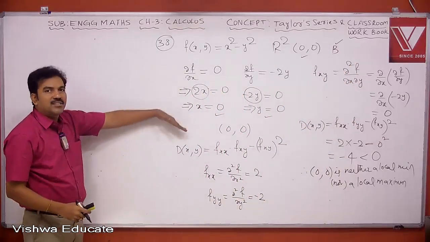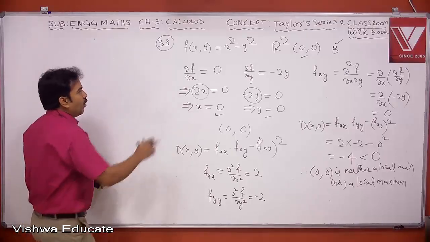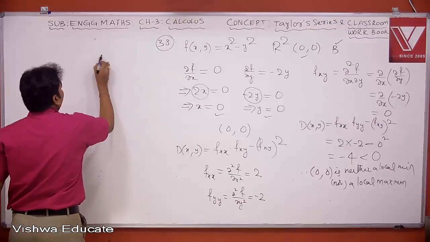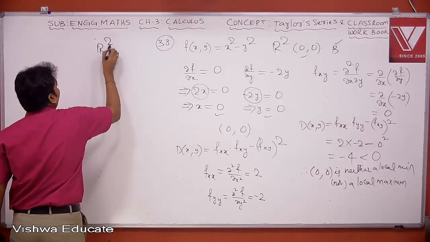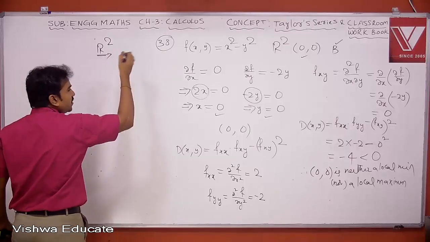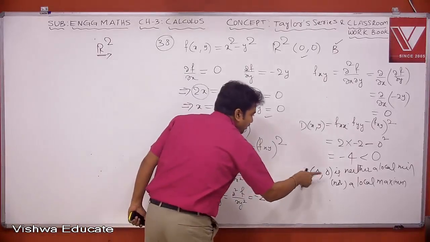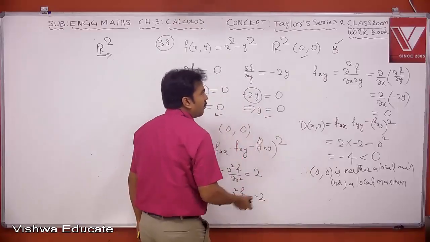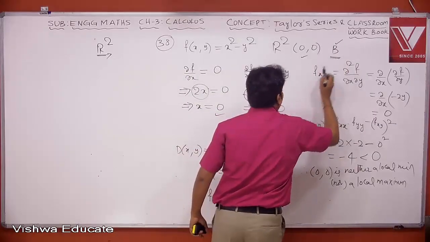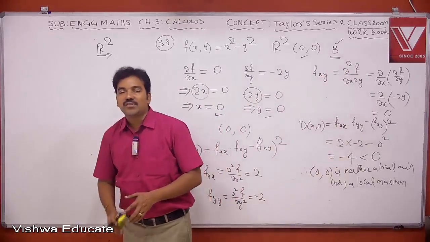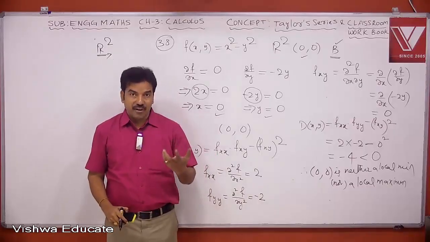Even though this function is a very simple function to manipulate, the domain of the function is R². I am trying to solve this in a different way. By the second order derivative test, we got the conclusion that this is neither a local minimum nor a local maximum, so option B is the right answer. Now I will try to solve this in a different way.